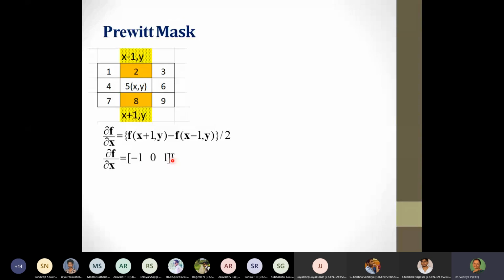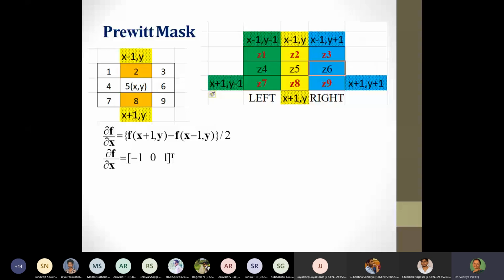Please note this is a transpose. So here it will be 1, here it will be minus 1, and here it will be 0. This is what is mentioned here. Is it all right? Prewitt's mask. Can we proceed? Yes or no? Yes, ma'am. Okay. So the next one that we are going to see is for the entire thing.